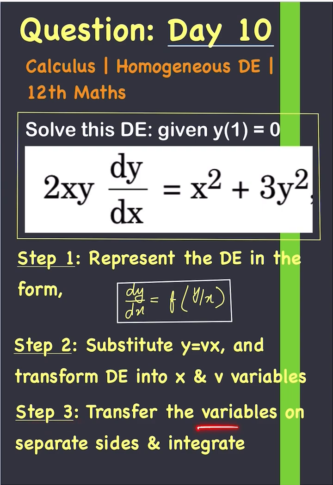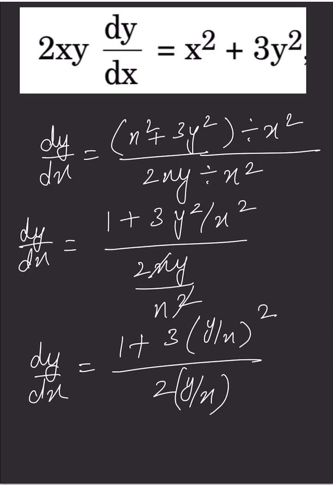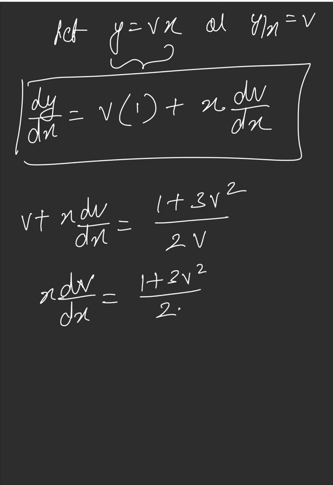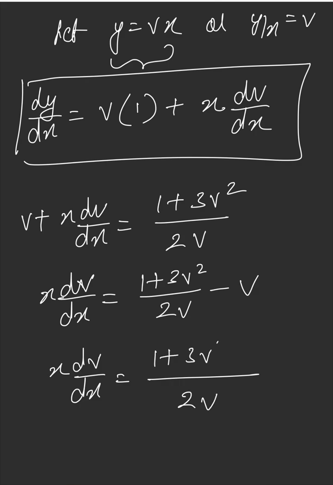Step 3, transfer the variables on separate sides. Meaning, once you do this, it can be solved as a variable separable form. For that to happen, first transfer this v on the right hand side. So x dv by dx equals 1 plus 3v square upon 2v minus v. Take the LCM on the right hand side. We get 2v, 1 plus 3v square minus 2v square.